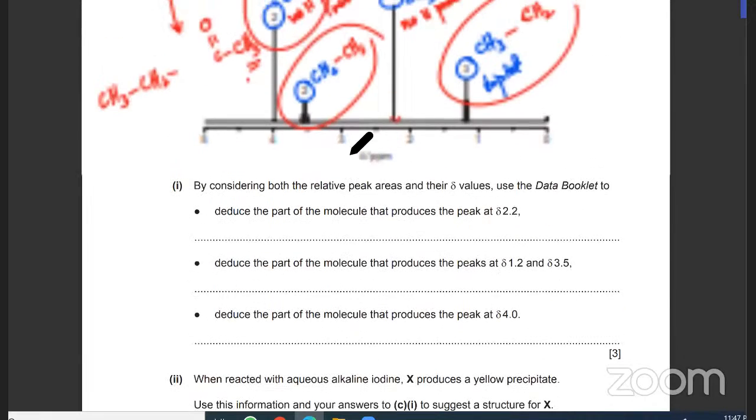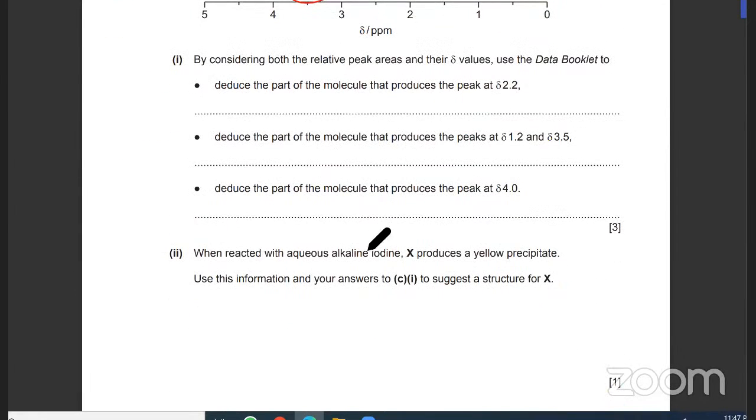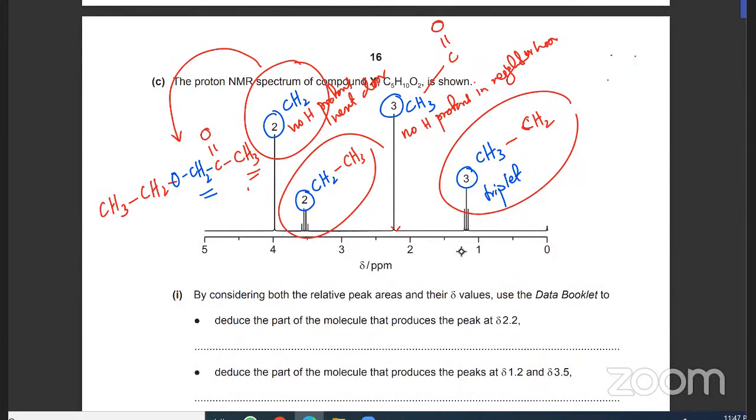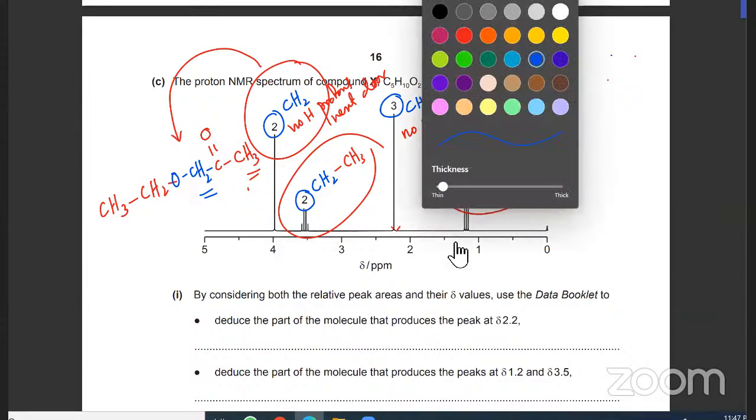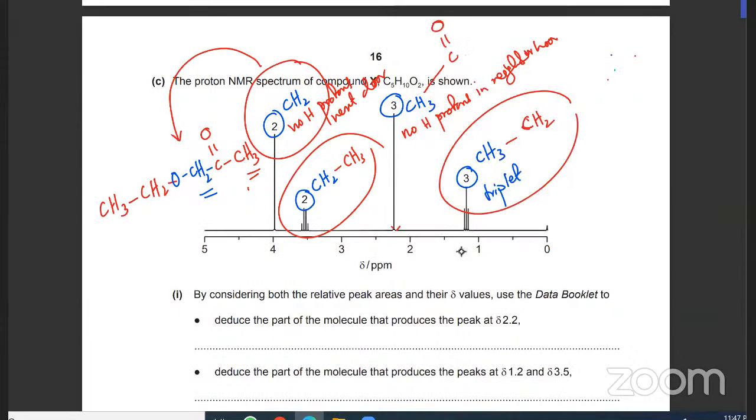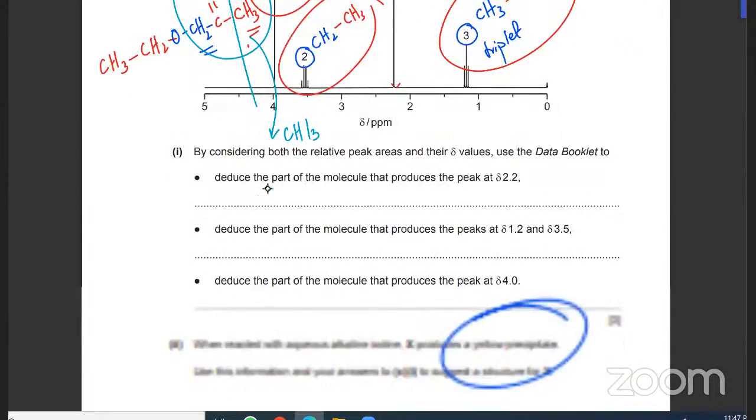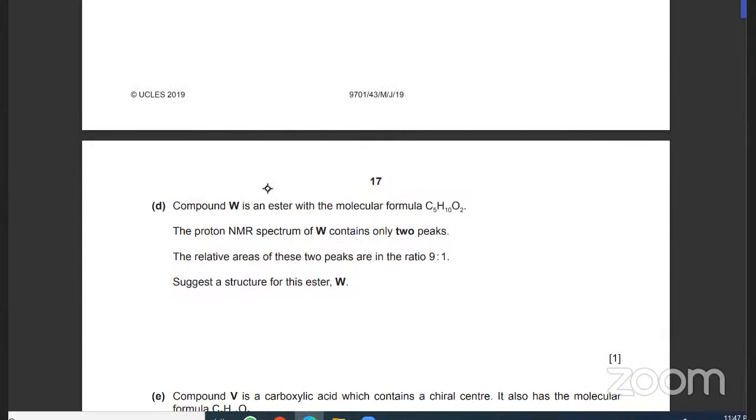And the rest you can probably figure out. They actually gave you this: when reacted with, there's an iodoform test happening as well. So when you have an iodoform test, when you have a CH3 right next to a C=O, that's when you're going to have an iodoform test. The CH3 is going to break off, and this CH3 will form a yellow precipitate of CHI3. So that is what the iodoform test states.